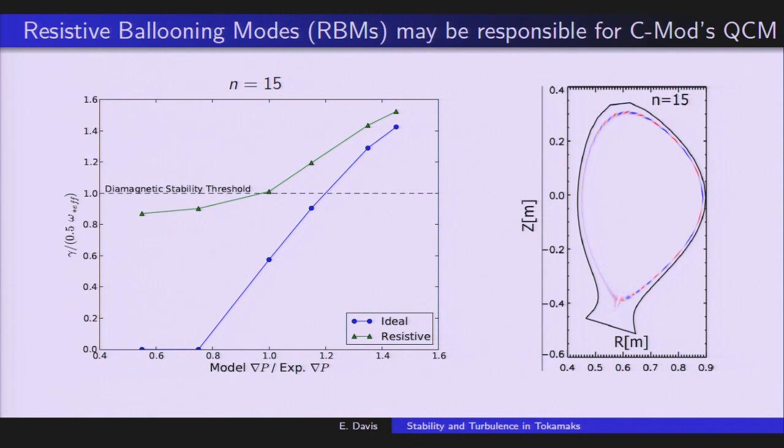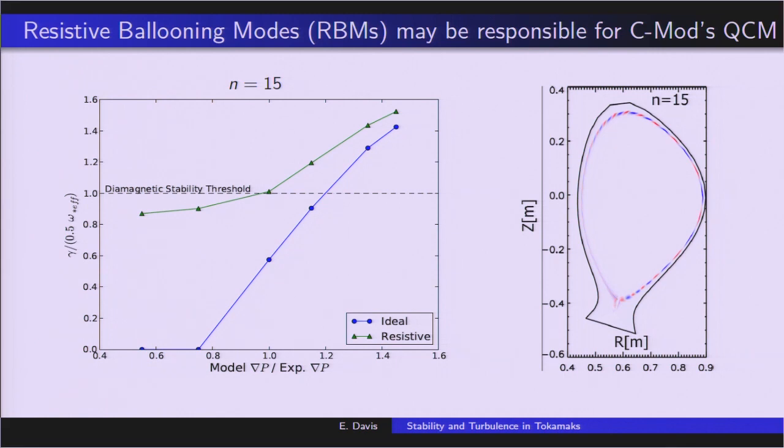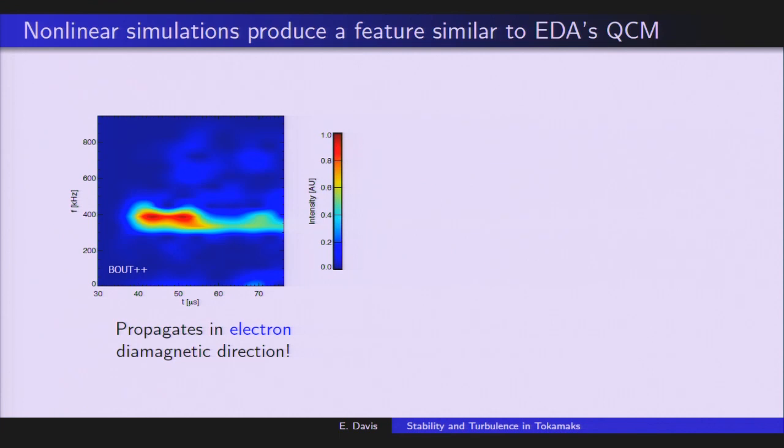quasi-coherent mode oscillation. You can look at the cross section of the device with this instability. You can see exactly what it looks like. And you see, like we were expecting with this ballooning drive, this instability is predominantly localized and strongest on the outboard side. We call this instability resistive ballooning mode. And that may explain, at least linearly, where this mode is coming from. We can then move on and do some nonlinear calculations.